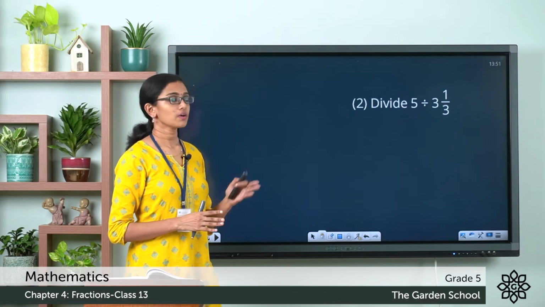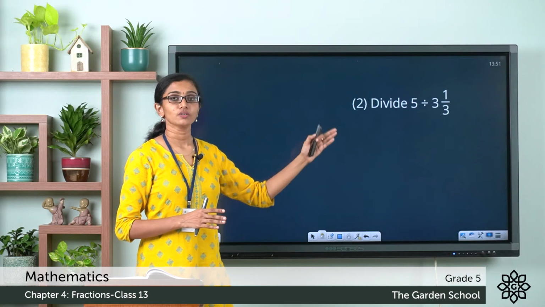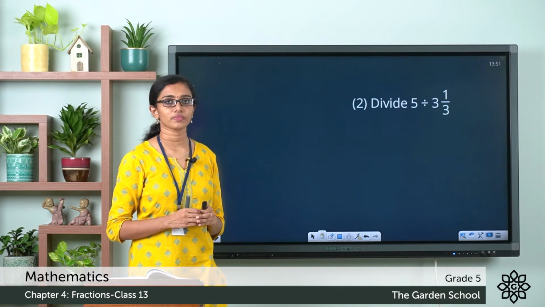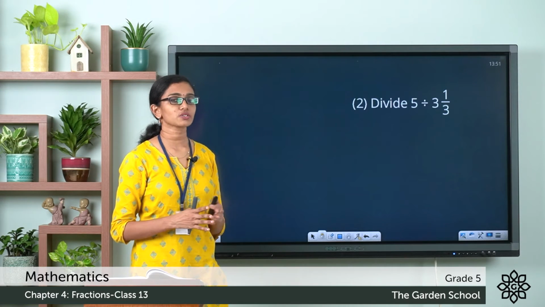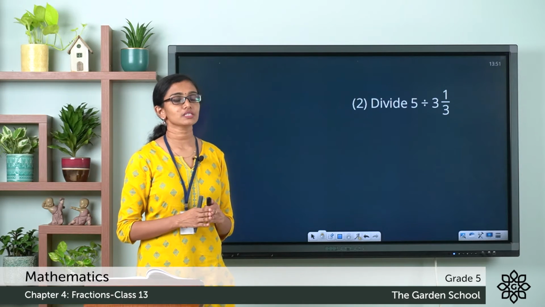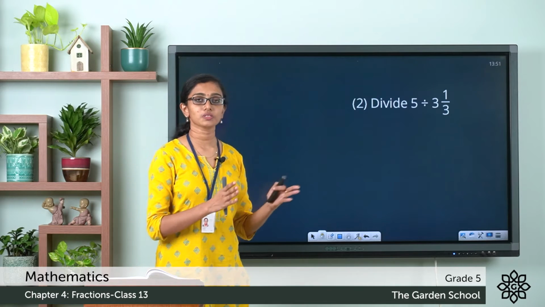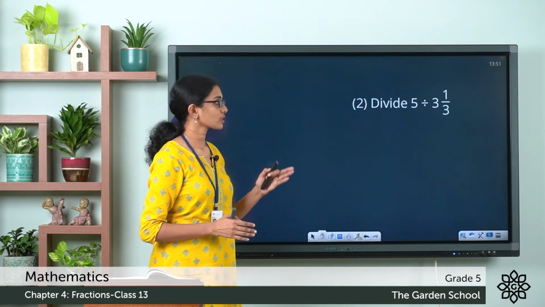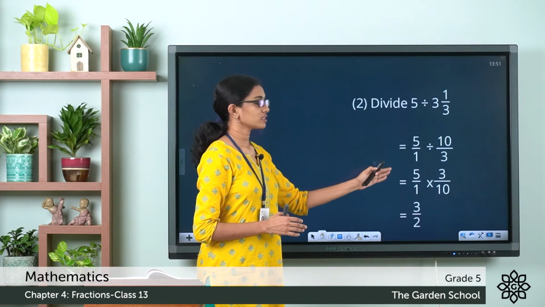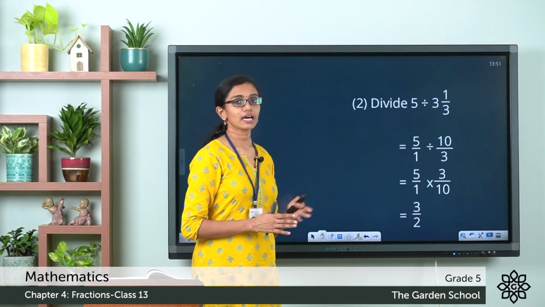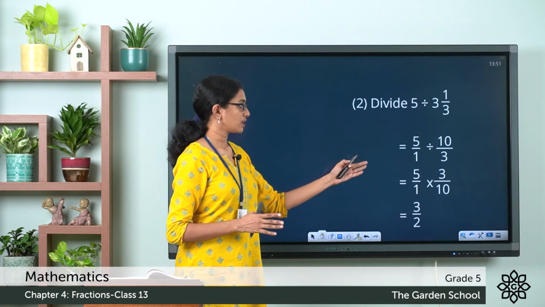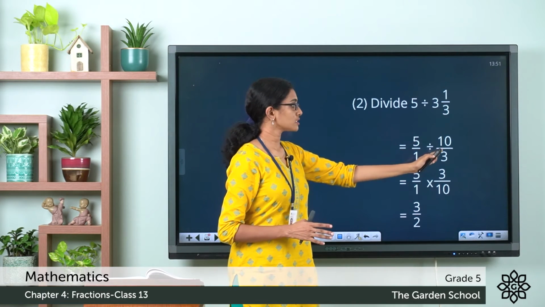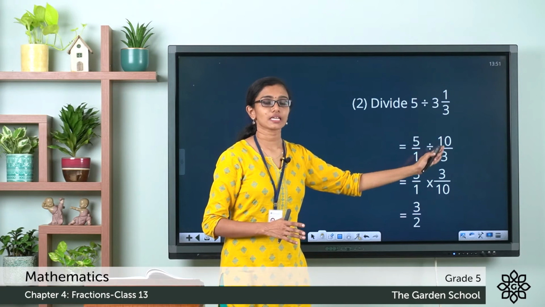Divide 5 by 3 1/3. So here a whole number has to be divided by a mixed fraction. When you have a mixed fraction in the calculation, the first step is to convert the mixed fraction to its corresponding improper fraction. So how can we solve this? See, 5, the whole number, has to be written as a fraction with denominator 1, and the mixed fraction 3 1/3 is converted to its corresponding improper fraction, that is 10/3.